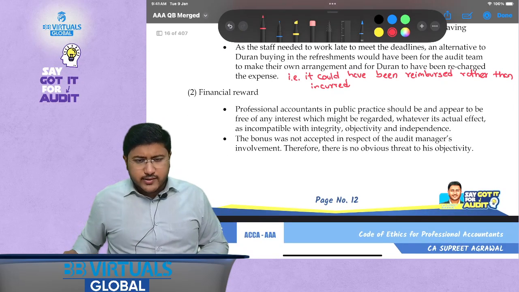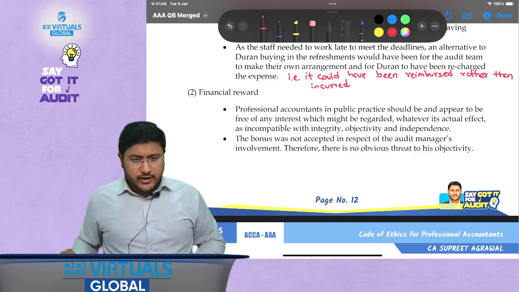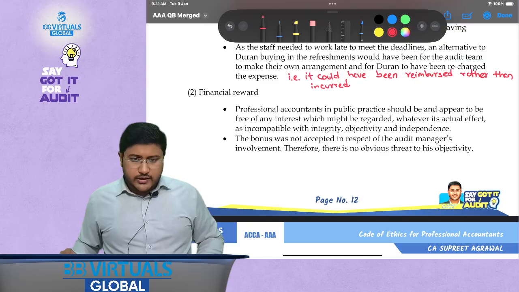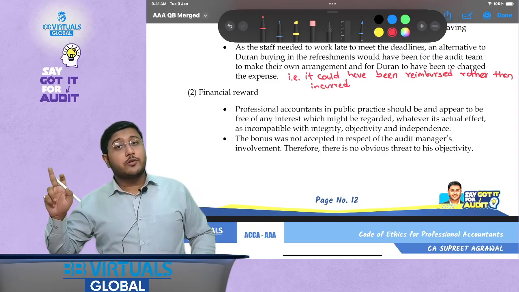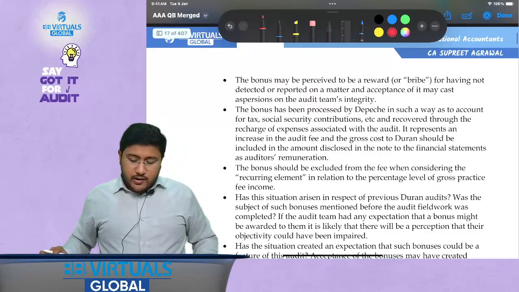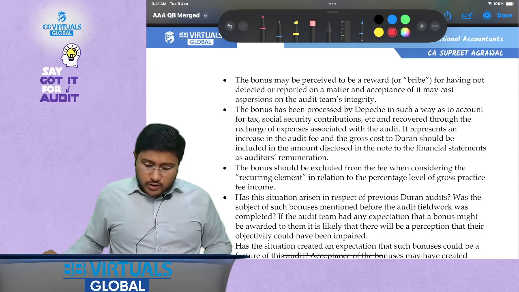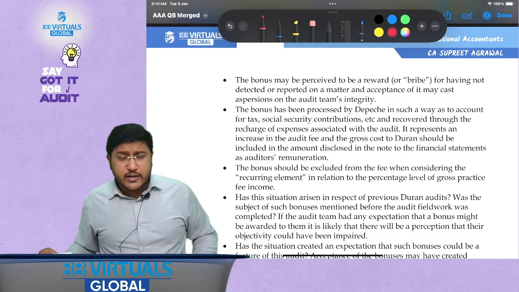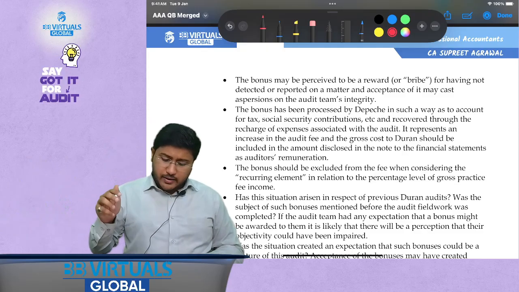The bonus was not accepted in respect of the audit manager's involvement. Therefore, there is no obvious threat to his objectivity, because it was not paid to the manager, it was paid to below manager, right? The bonus may be perceived to be a reward or bribe for having not detected or reported on a matter, and acceptance of it may cast aspersions on the audit team's integrity. That is, the audit team's integrity might be questionable.